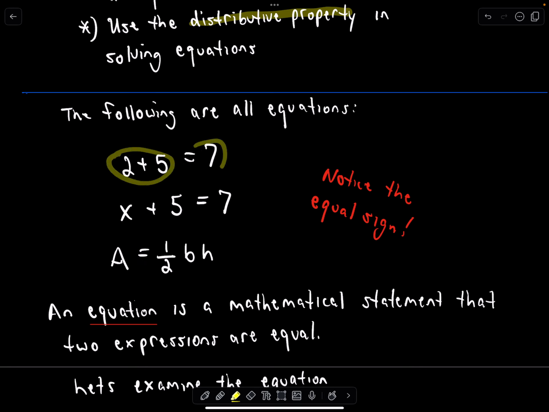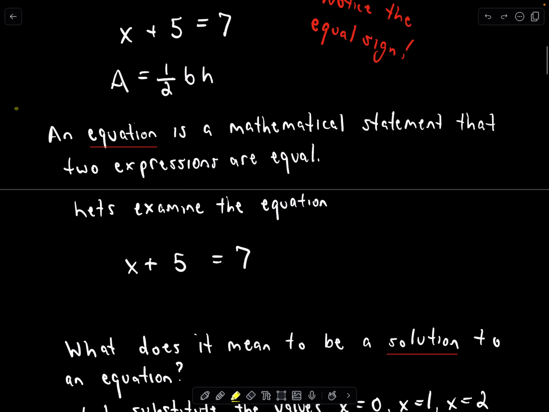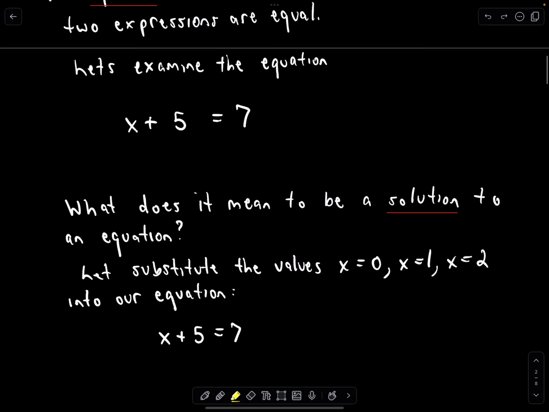We have 2 expressions, and those expressions are set equal. Those 2 expressions are equal to each other. So, as it says here, an equation is a mathematical statement that 2 expressions are equal. I always thought about the equal sign as sort of a dividing line, kind of like a little fence. You have one side, you have the other, but whatever's on one side is equal to whatever's on the other side. So let's start with this equation, x plus 5 equals 7.